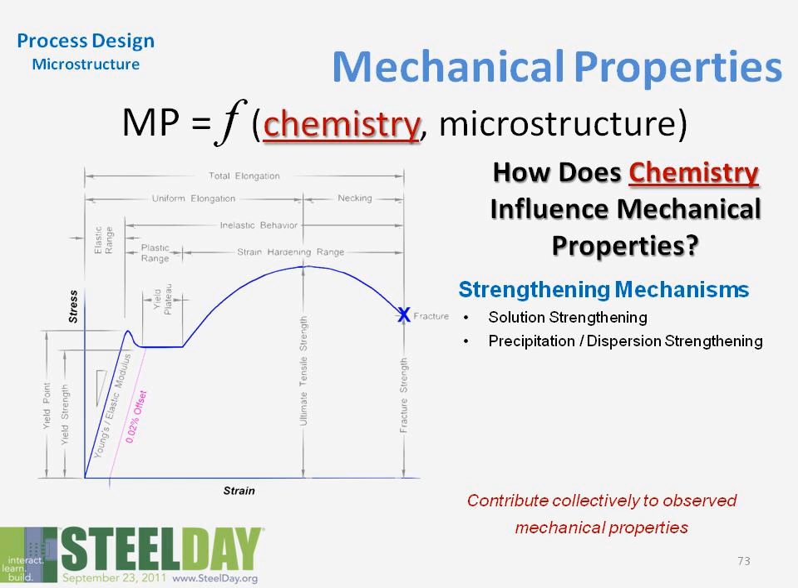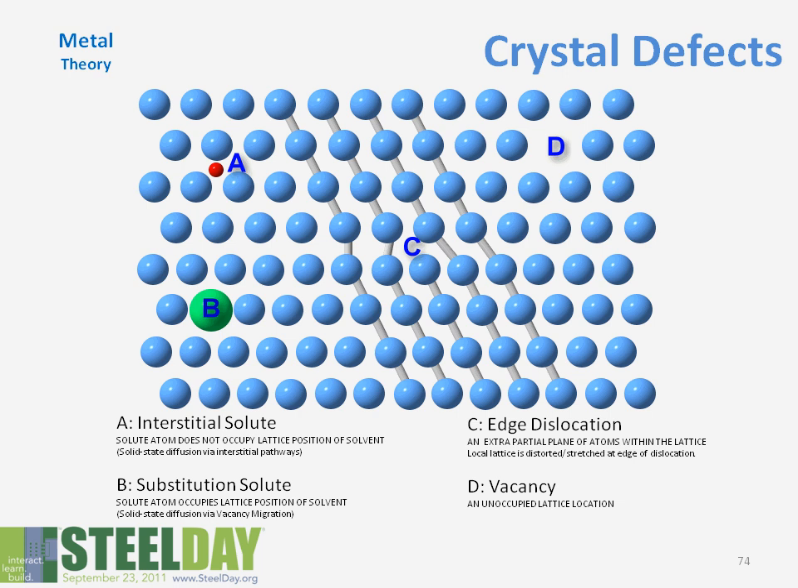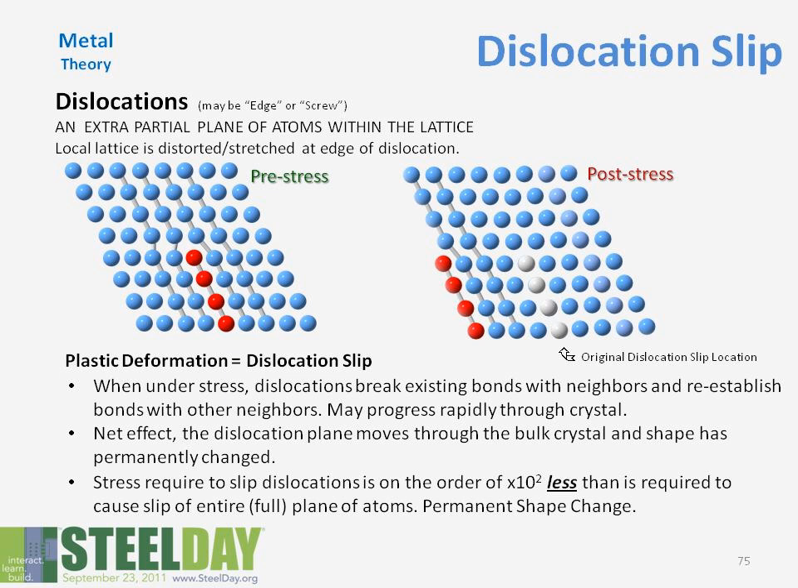So let's quickly look at some strengthening mechanisms. Why is chemistry really important? We're going to go back and do a little bit of metallurgy. If you remember our crystal matrix, we have a regular repeating lattice of atoms. They can have defects. There are 4 common defects. We're going to talk first about what's known as an edge dislocation. Basically, a dislocation is an extra plane within that structure.